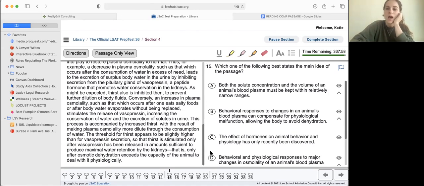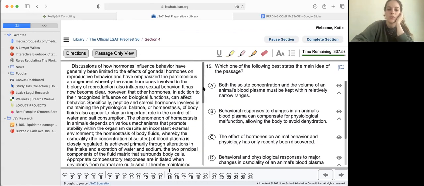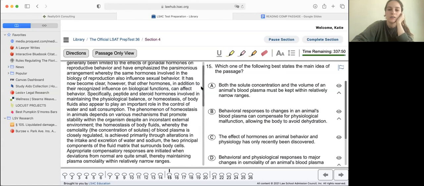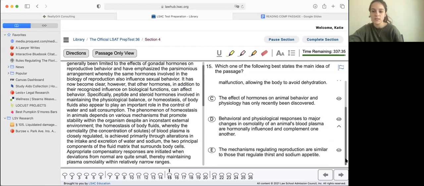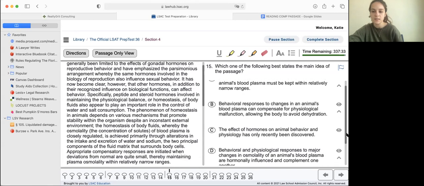Okay, so which of the following best states the main idea of the passage? Because this is informative, we know that our main idea is going to come from our thesis. So the thesis that we wrote down was that other hormones, specifically peptide and steroid hormones, through homeostasis of body fluids can affect behavior. So we're looking for something that identifies that. Let me expand this to see how many we can get.